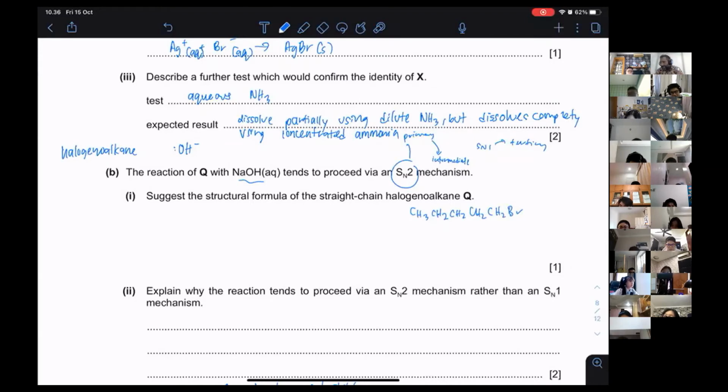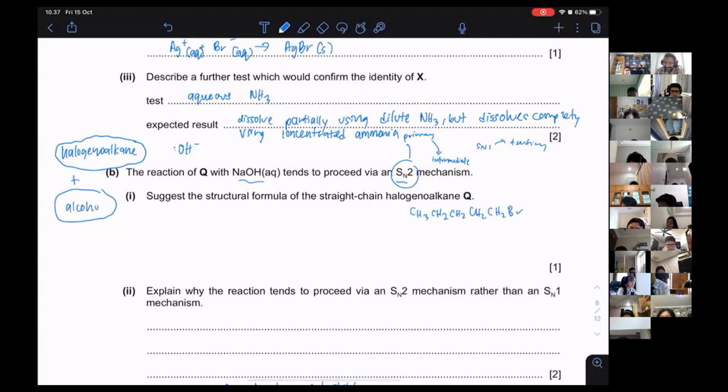Nucleophilic substitution. Yeah, I think the hint is over there, as the N stands for nucleophilic substitution. So nucleophilic substitution is for a halogenoalkane and another compound. Can someone tell me what the other compound is? Audrey? Is it alcohol, sir? Yes, correct. So alcohol and halogenoalkane will undergo nucleophilic substitution. Please remember that.